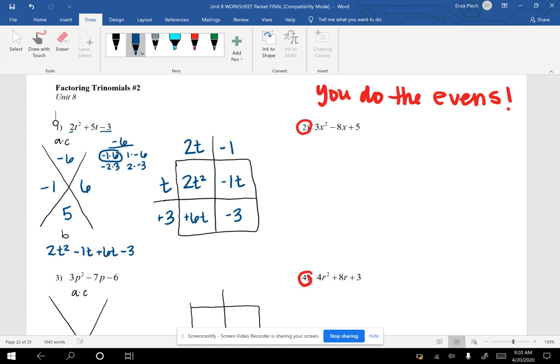So now, when I write my actual answer, I'm going to write it as sets of parentheses. So the quantity of t plus 3 times the quantity of 2t minus 1. And that would be my final answer for this problem.